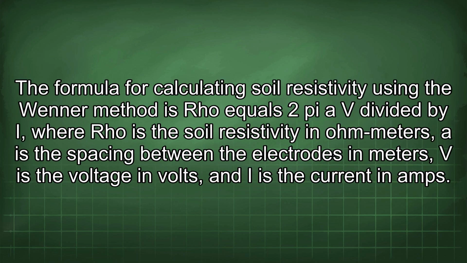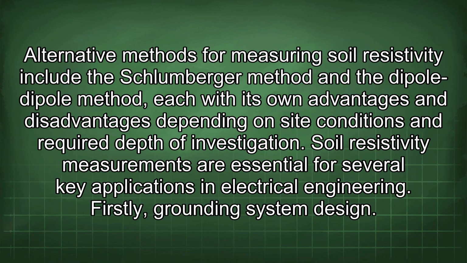The formula for calculating soil resistivity using the Wenner method is ρ equals 2 pi a V divided by I, where ρ is the soil resistivity in ohm meters, a is the spacing between the electrodes in meters, V is the voltage in volts, and I is the current in amps. Alternative methods for measuring soil resistivity include the Schlumberger method and the dipole-dipole method, each with its own advantages and disadvantages depending on site conditions and required depth of investigation.